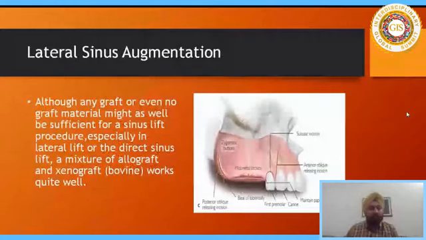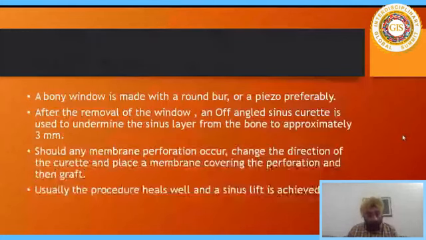Although any graft or even no graft material might well be sufficient for a sinus lift procedure, especially in the lateral lift or the direct sinus lift, we usually add a mixture of allograft and xenograft, and it works quite well and heals well. A bony window is made with a round burr or a piezo, preferably. After the removal of the window, an off-angled sinus curette is used to undermine the sinus layer from the bone to approximately 3 mm. Now, should any membrane perforation occur, which might occur, you must change the direction of the curette, place a membrane covering the perforation, and then graft. Usually, the procedure heals well, and the sinus lift is very well achieved. It's a very good procedure.